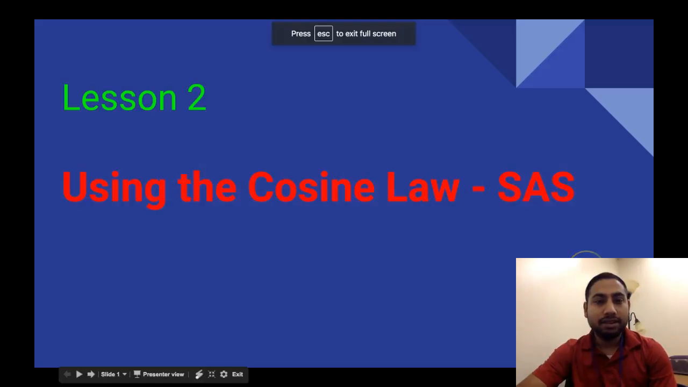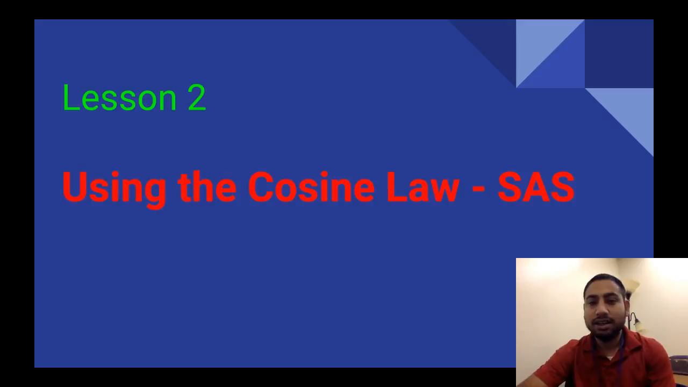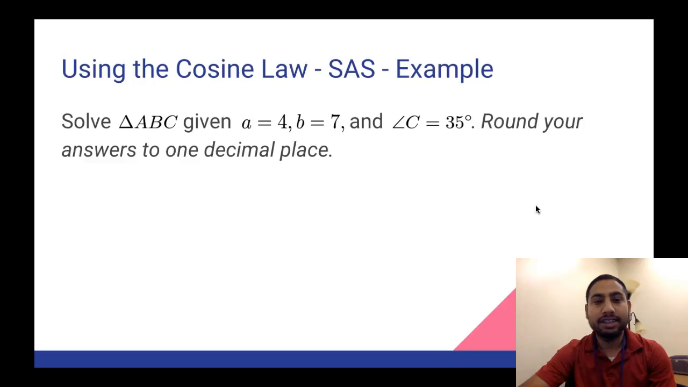Okay, so in this lesson we're going to learn how to use the cosine law if two sides and an included angle are given. Here's an example. We're going to solve the triangle ABC with little a equals 4 units, little b equals 7 units, and angle C equals 35 degrees. And we'll round our answers to 1 decimal place.